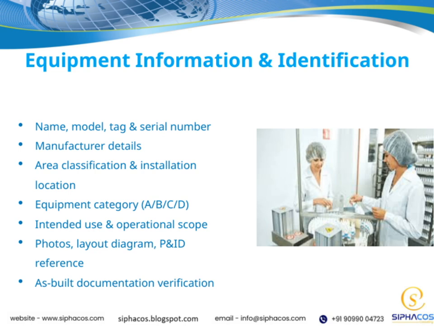Then, we categorize the equipment according to its category, A, B, C, or D, which reflects its criticality and how it should be handled. Understanding the intended use and operational scope gives us a clear picture of what the equipment is designed for and its expected performance. Alongside this, we include photos, layout diagrams, and references from the P and ID, which are invaluable for visualizing the setup and connections. We also need to verify the as-built documentation to ensure it accurately reflects the installed equipment, avoiding discrepancies during operation or maintenance.